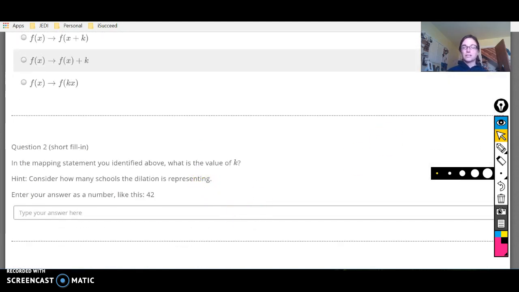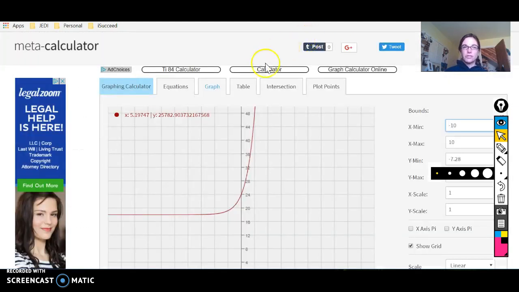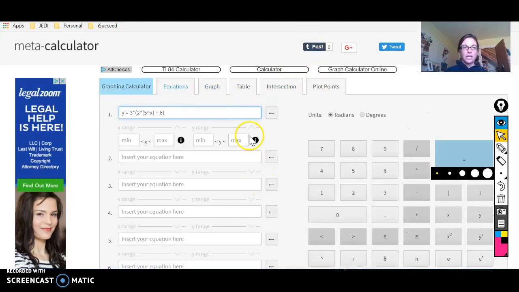So what that's going to look like, I'd like to show you on a graph first. Let me go back to the equation. What that's going to look like is if I just take the entire initial function, put it in parentheses, and then multiply it by 3. So what we would have is 6 times 5 to the x power plus 18, okay?